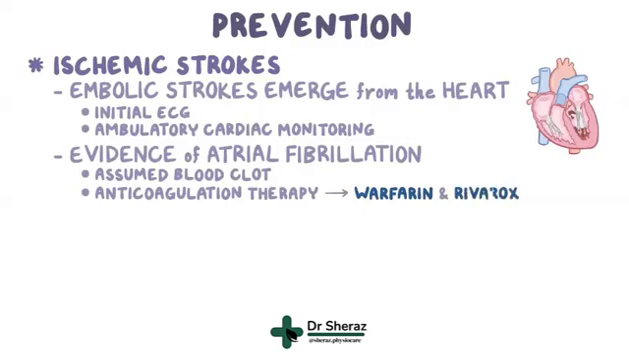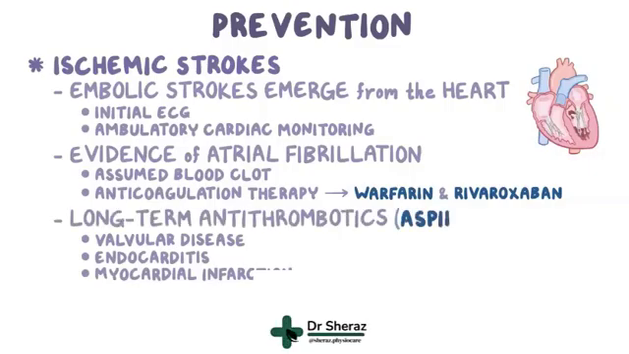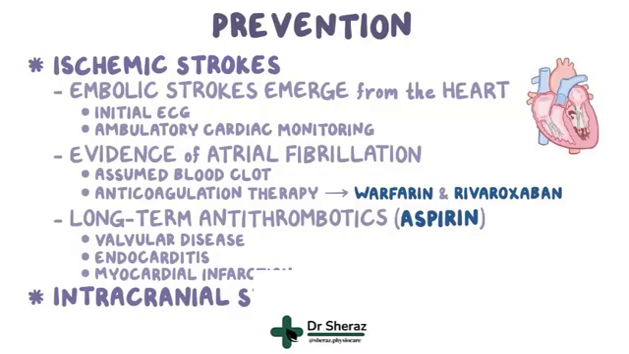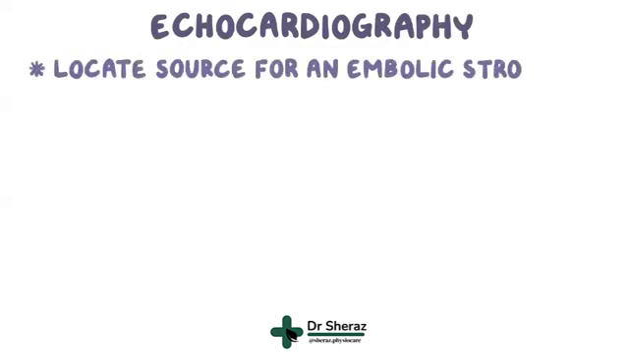Anticoagulation therapy with warfarin or a direct anticoagulant like rivaroxaban should be started to prevent another blood clot from forming. These individuals, as well as those with valvular disease, endocarditis, and myocardial infarction, should get long-term therapy with antithrombotics like daily aspirin to prevent an embolic stroke. Individuals with severe intracranial stenosis. Echocardiography is also used to locate a source for an embolic stroke.